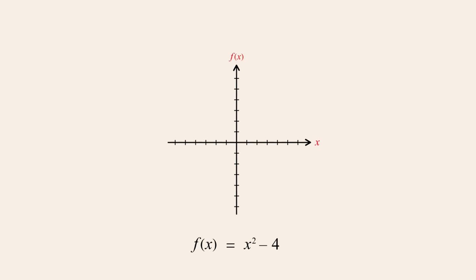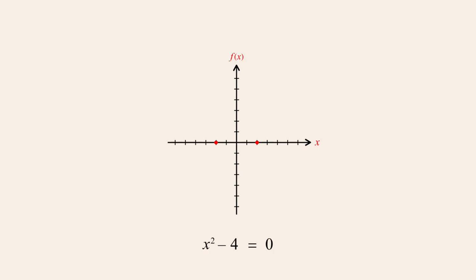For example, let's take the quadratic function x squared minus 4. Like all quadratic functions, the graph of this function is a parabola. Now, if we set this function equal to 0, we produce a quadratic equation. This equation has two solutions, x equals 2 and x equals negative 2.